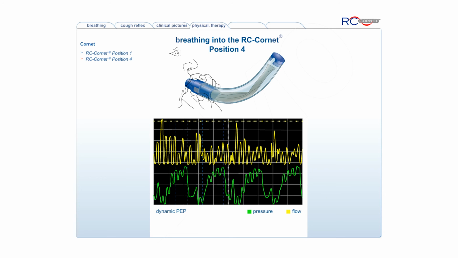High-frequency oscillations of 120 cycles, stemming from the free end of the hose, are also shown on the oscilloscope display. A higher frequency, 100 and more cycles, is known to reduce breathlessness, dyspnea. Positions 3 and 4 of the RC-Cornet are applied to patients with mucus problems, cystic fibrosis, bronchiectasis, acute exacerbations of chronic bronchitis, and asthma bronchiale.